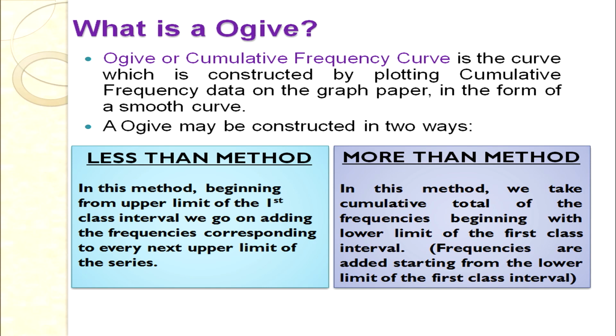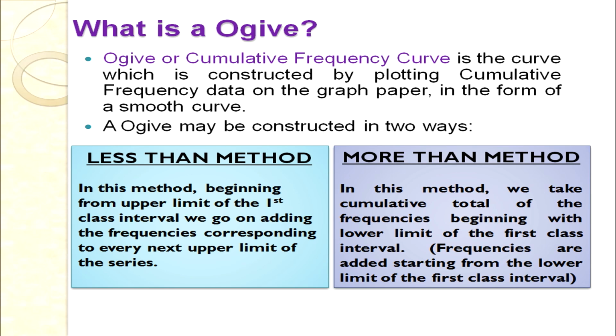An ogive can be constructed in two ways: one is the less than method, the other is the more than method. We have learned in the previous chapter how to construct cumulative frequency data. In the less than method, beginning from the upper limit of the class interval, we go on adding the frequencies corresponding to every next upper limit of the series. For less than, we use upper limits, and cumulatively we add all the frequencies. In this way, we can construct less than cumulative frequency data.